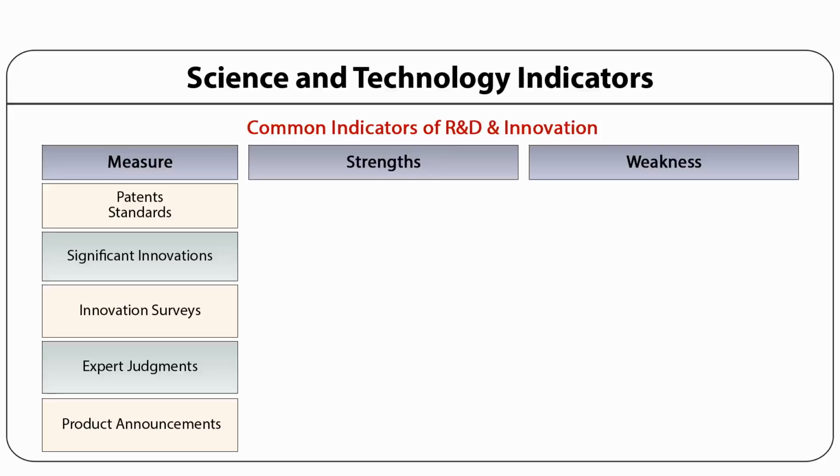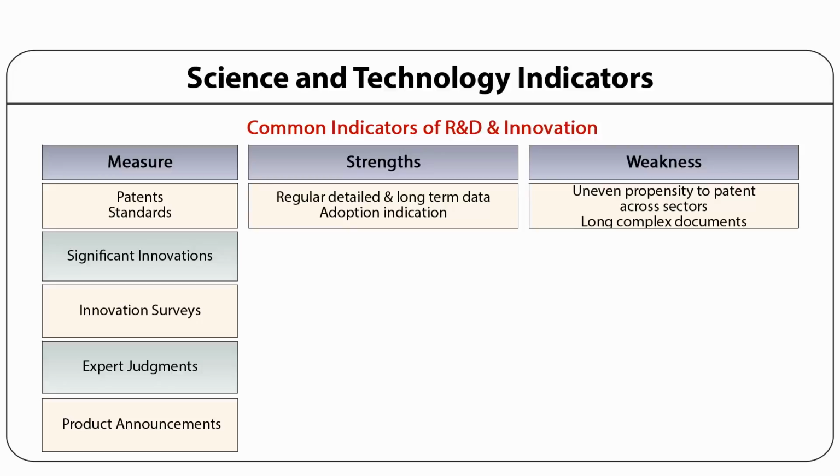A patent is a legal document that gives the holder property rights to the invention. The patent as an indicator is useful because it provides an indication of inventive activity which is novel and useful to the society, and also regular, detailed and long-term data is available. The weakness of this indicator is that there is uneven propensity to patent across sectors.